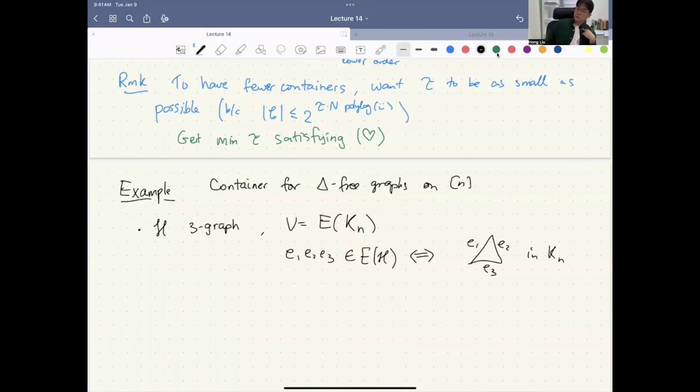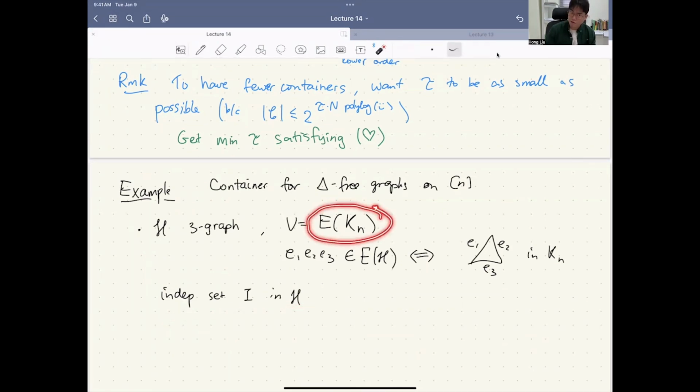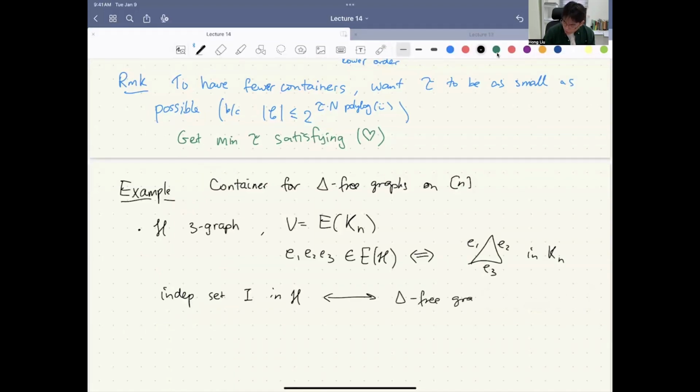All right. So in this case, an independent set I in H, what is it? It's a set of vertices, which is a set of edges of Kn. So it's a graph on n vertices which does not have any hyperedges, meaning no triangles. It corresponds one-to-one to a triangle-free graph on n vertices.